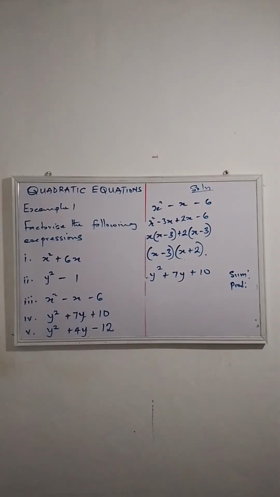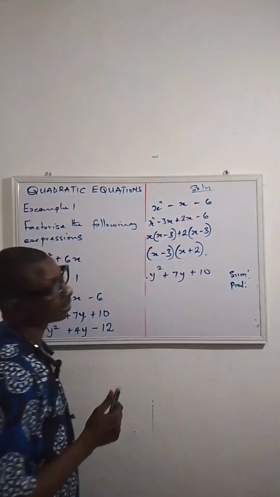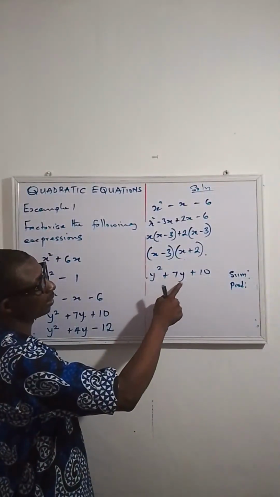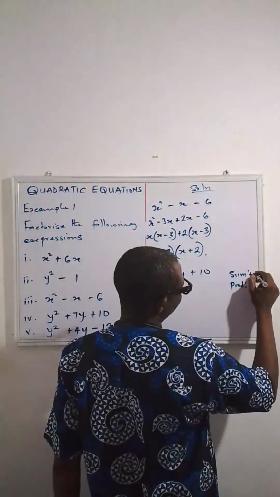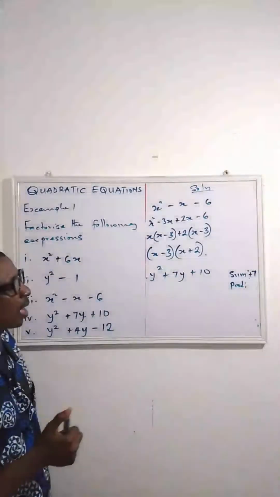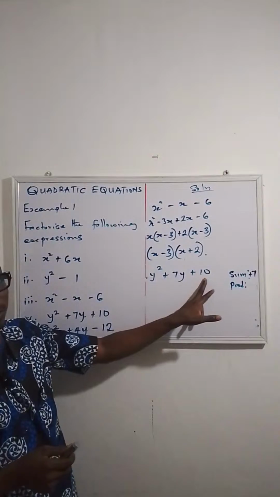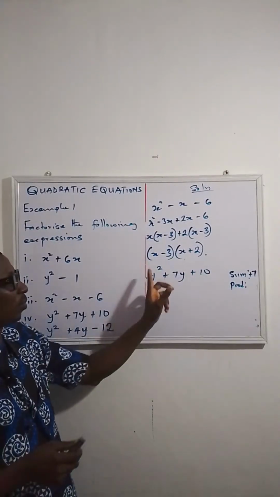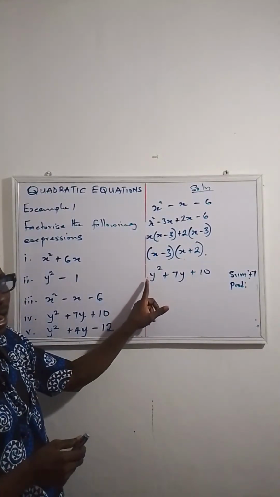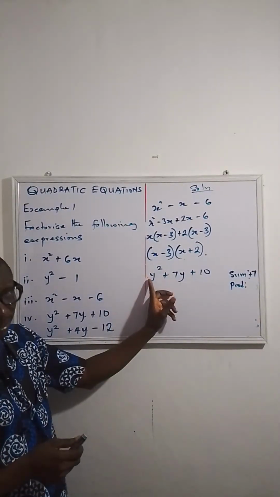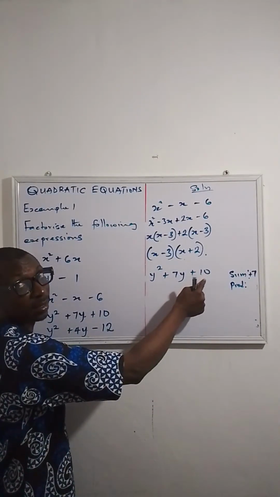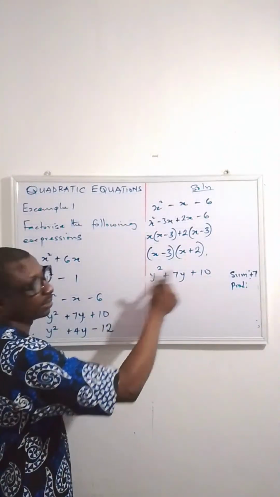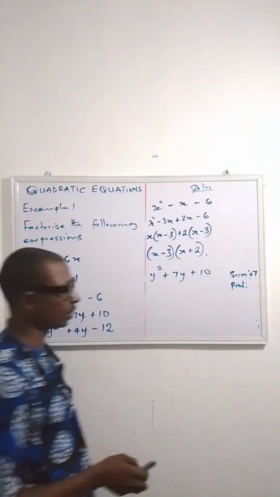All right. Now let's look at it together. The sum is the coefficient of y, the number beside y. So the sum is plus 7. And what is the product? The product is 10. 1 times 10. We multiply the coefficient of y squared, which is 1, the number beside y squared, by the number independent of y. That is going to be 1 times 10, which is 10. So that gives us the product.